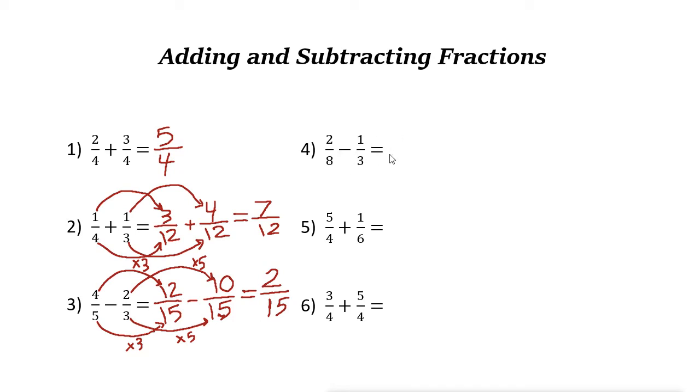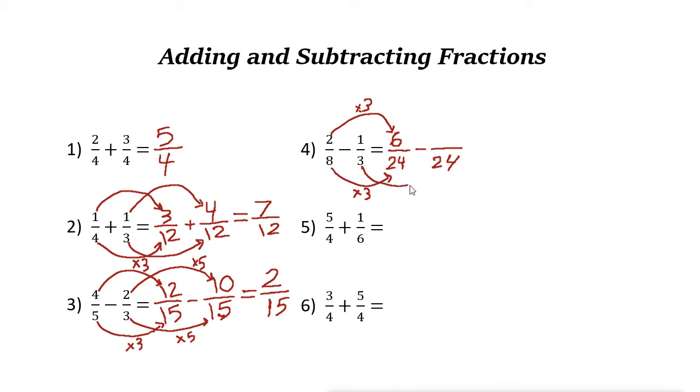We have different denominators, so we need to find the common denominator. 8 and 3. If you multiply them, you get 24. 24 is the common denominator, so 24 for both. 8 multiplied by 3, you got 24. Do the same thing for the numerator to get the same denominator. 2 times 3 is 6. 6 over 24 equals 2 over 8.